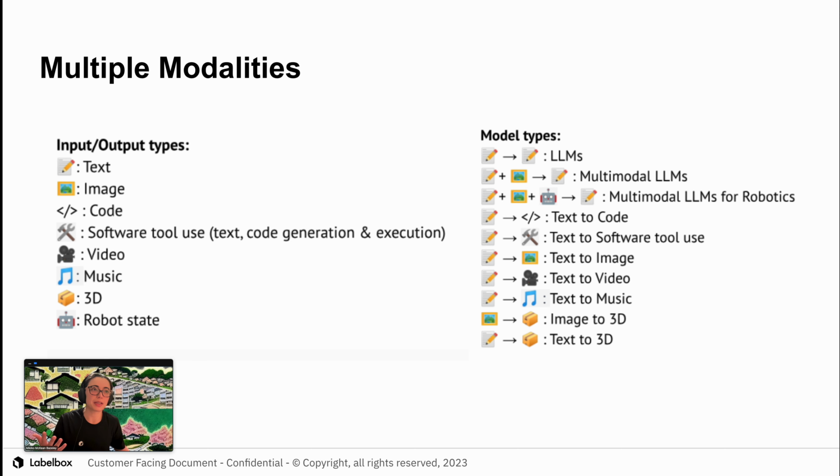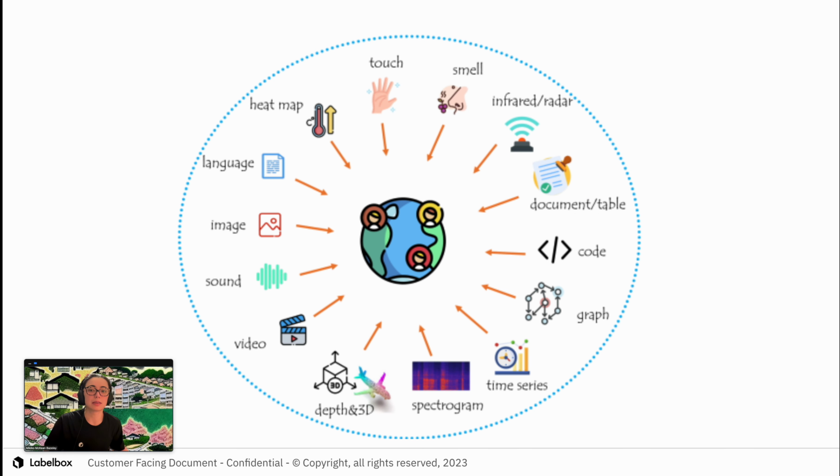Some of the different modalities include text, image, code, video, music, and 3D. There are so many different types of data out there, and some of the most popular ones are text to image, text to code, and text to video, which is really popular right now. But ultimately, the goal is for any kind of information that humans would normally interact with to be incorporated into a single model or system.